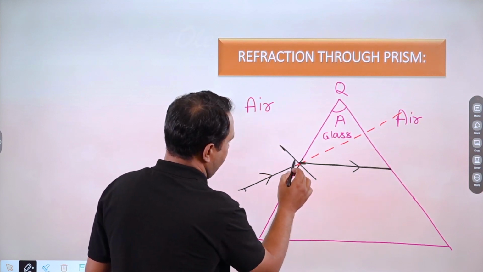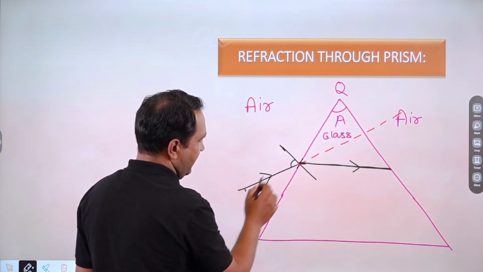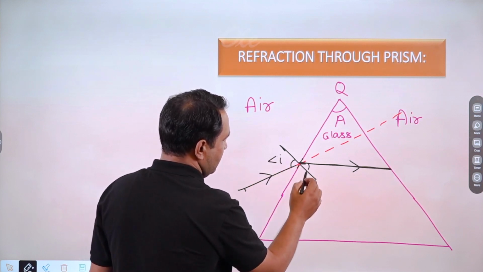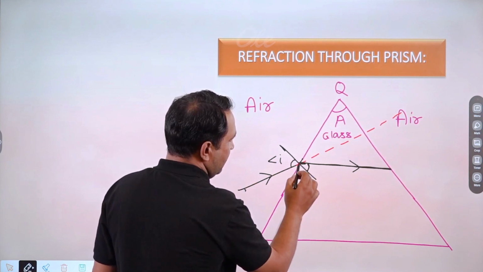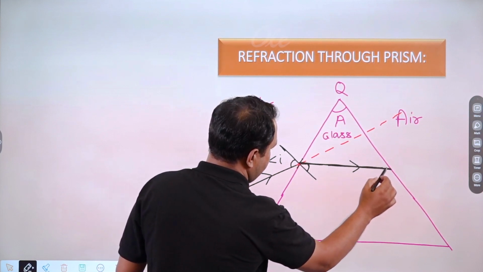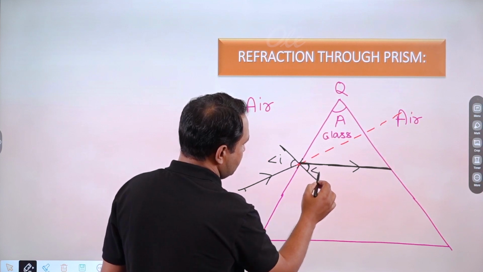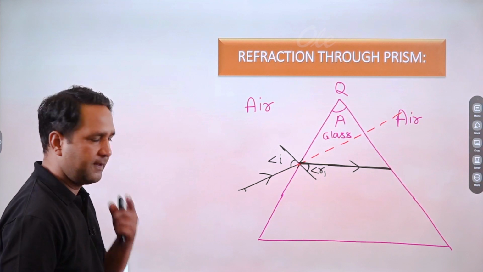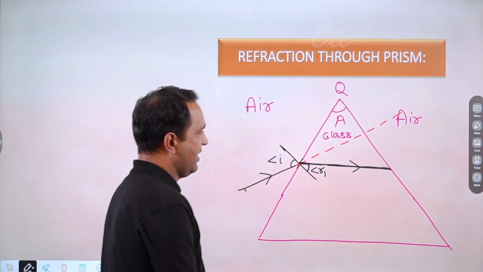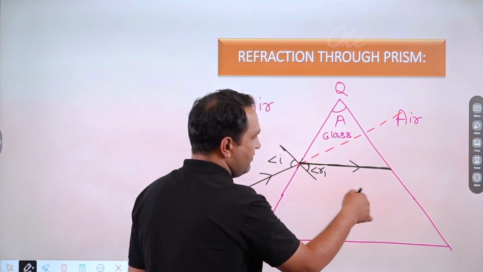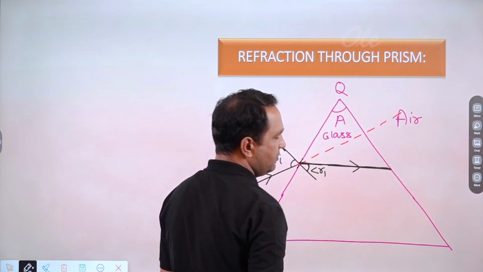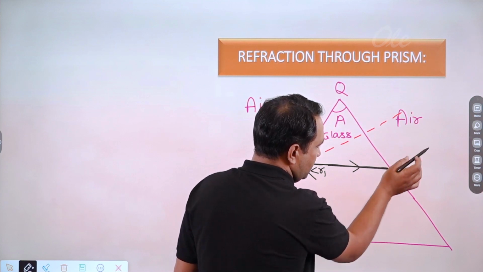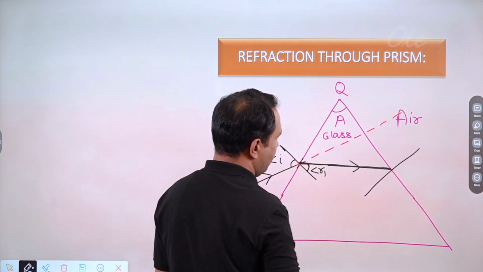So this angle between the incident ray and the normal is known as the angle of incidence, and the angle between the refracted ray and the normal is known as the angle of refraction, suppose R1. Okay, got it? Now what will happen here? Again we are moving from glass to air, so refraction will occur. We'll draw a normal again on this surface. So this is the normal.